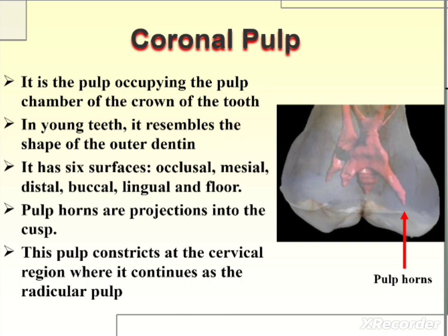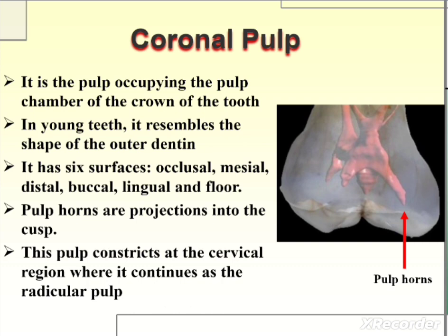Now let us see the coronal pulp. Coronal pulp is the pulp occupying the pulp chamber of the crown of the tooth. In young teeth, it resembles the shape of the outer dentine. The coronal pulp has 6 surfaces. It has an occlusal surface, a mesial surface, a distal surface, buccal surface, lingual surface, and a floor. The pulp horns are projections of the coronal pulp that extend into the cusp.